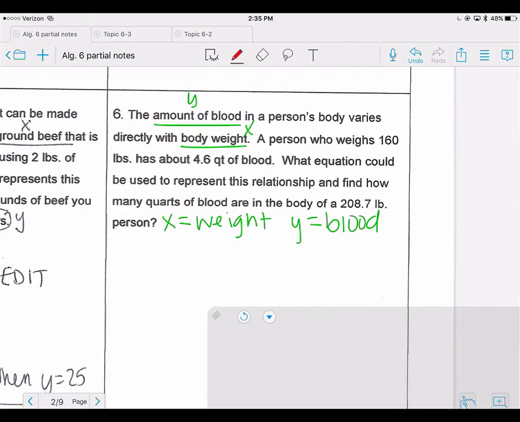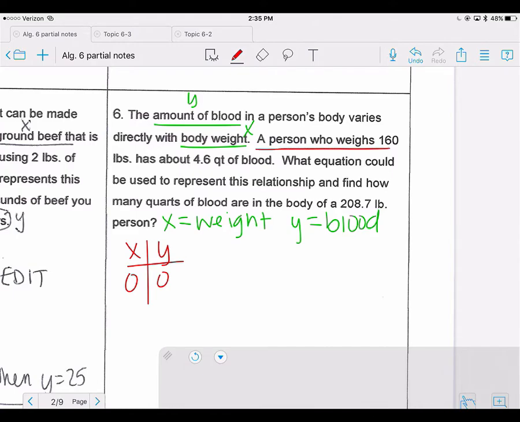So let's do our equation first. Because this is a direct variation, we always have the point 0, 0. And then using this sentence right here, weight is my x value and quarts of blood is my y value. That's why I write it here, so I know where to put what number. So I'm going to go stat edit and get my equation.